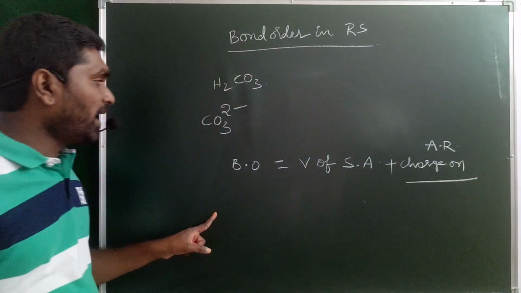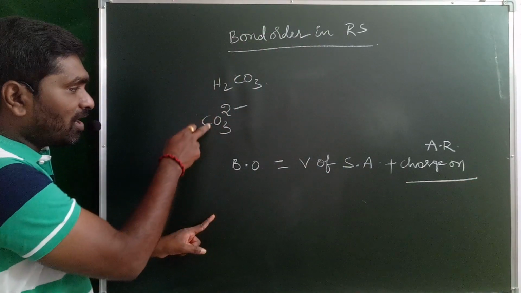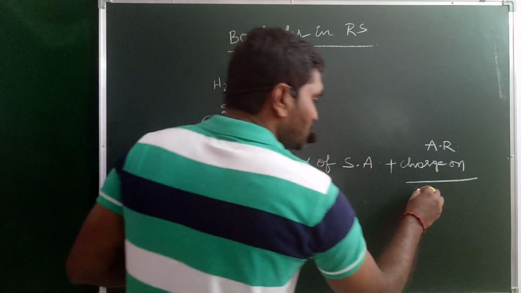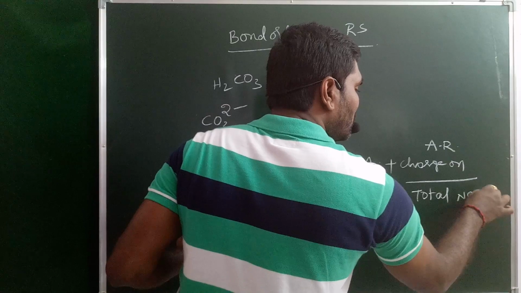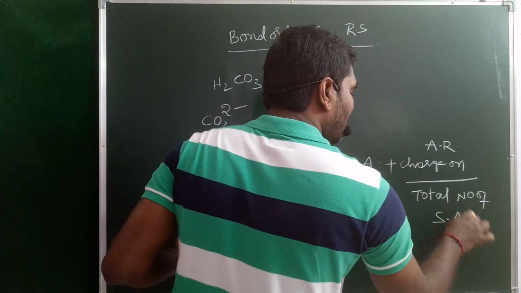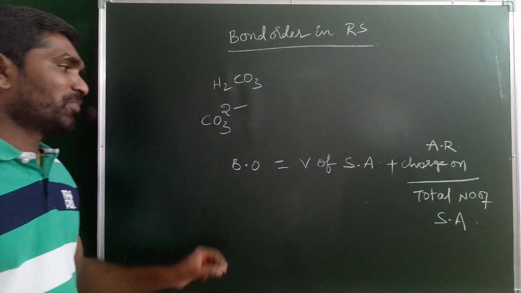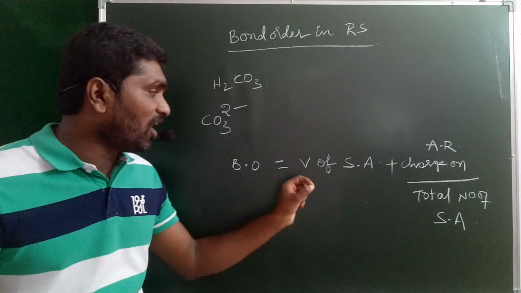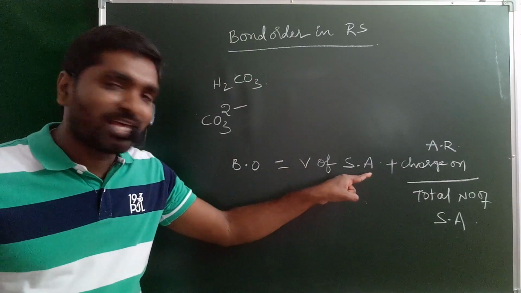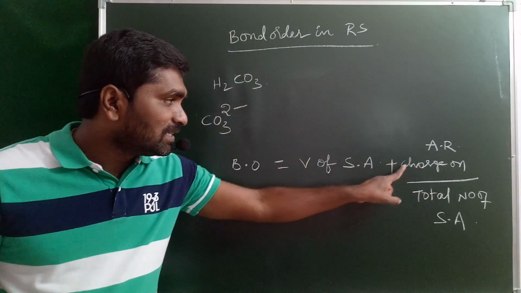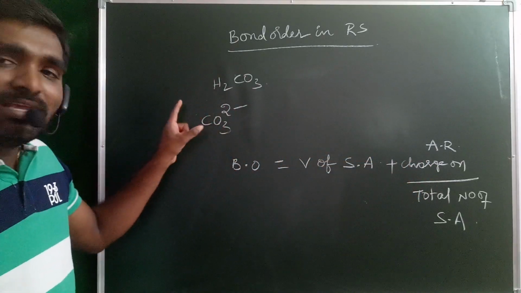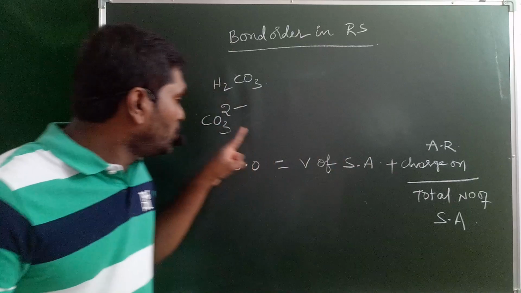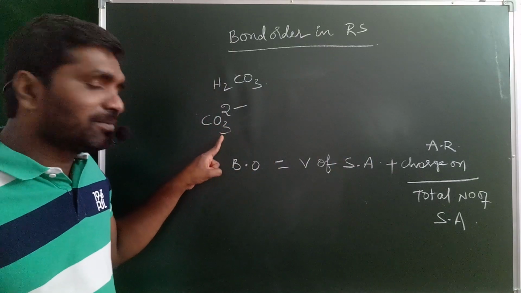So, bond order equals the valency of the surrounding atom plus the charge on the acid radical, divided by the total number of surrounding atoms. Look at this one, guys. Simple formula.